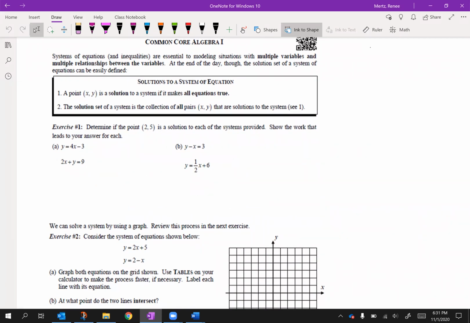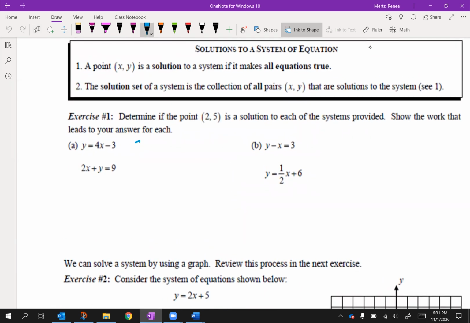So the solution to a system of equations looks like a coordinate (x, y), and that would be the one thing that works. So it wants us to determine if (2, 5) is the solution to each of these systems. So basically it wants us to do a check. So we want to check (2, 5) in each equation to see if it works. So that means x equals 2, y equals 5. So we're plugging into both equations one at a time.